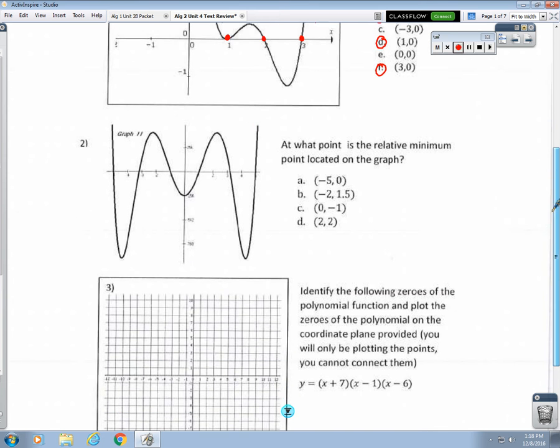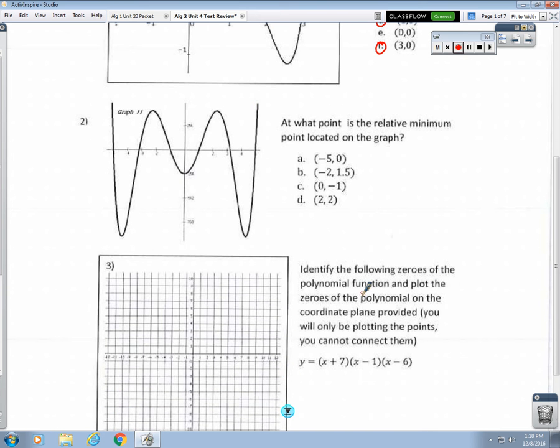Number 2. At what point is the relative minimum point located on the graph? Well, let me go ahead and fix something real quick. These are numbered wrong on here. It should be numbered -1, -2, -3, and then +1 up here. So, somebody go up to the board and place your finger on the relative minimum.